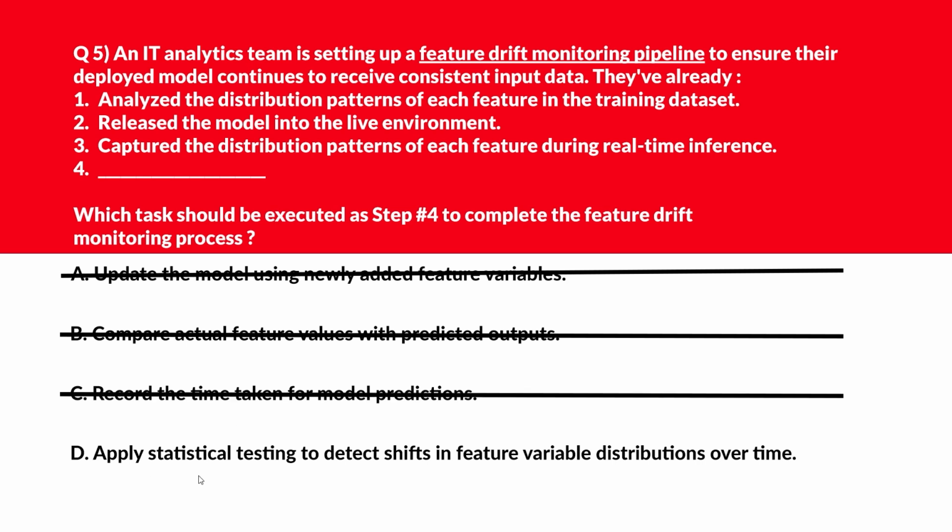We are left with option D. It says apply statistical testing to detect shifts in feature variable distributions over time. Statistical testing reveals whether feature distributions have shifted, which is essential for drift detection. That being said, option D is the right answer.